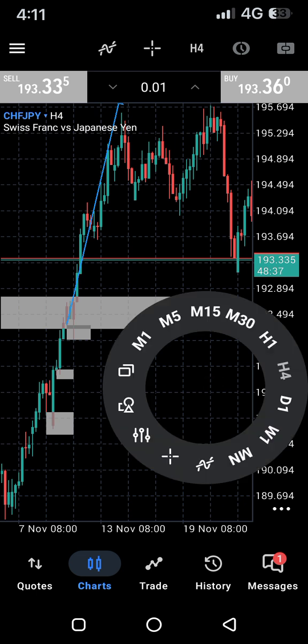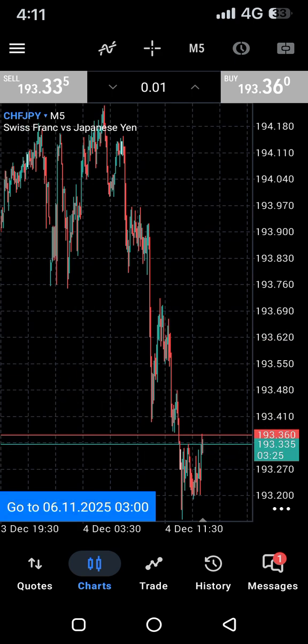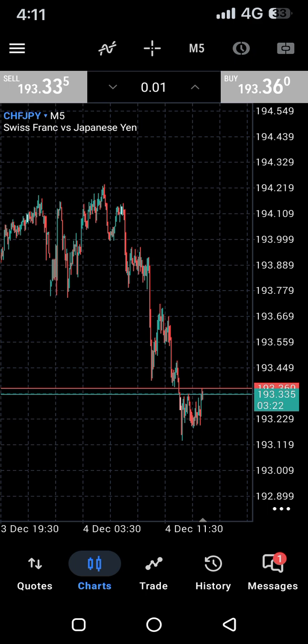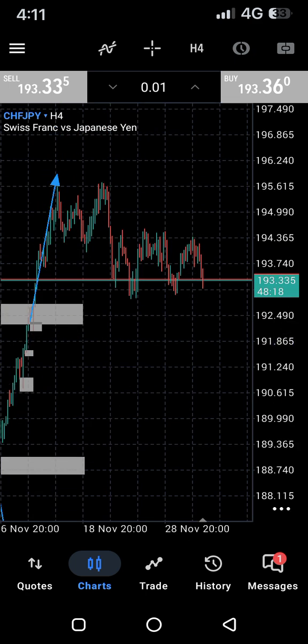But the thing is that after price goes above our level the second time, we can assuredly know that we are in for some good entries for buys, okay? But yeah, that's how CHF JPY is looking. But if you go to the H4, I always recommend that you go to the high time frame so that you can know your structure points, okay?